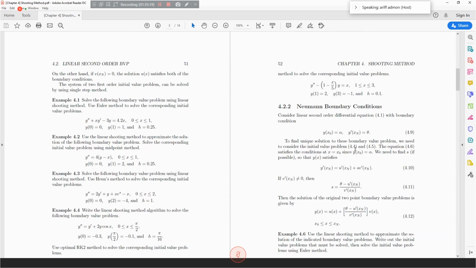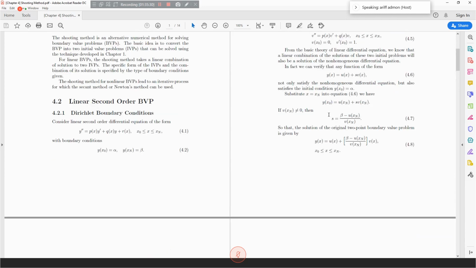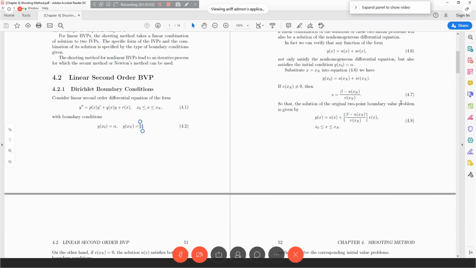How about your S? When we need to find S, we cannot use our previous formula here, equation 4.7. Why? Because 4.7 is using y(xn). Yes, in Dirichlet we can get the value of y(xn) from the boundary condition. But since in our Neumann we do not have y(xn), we cannot use 4.7 to determine the value of S.